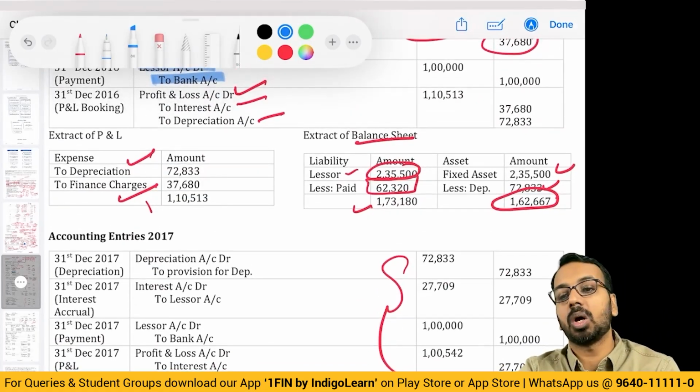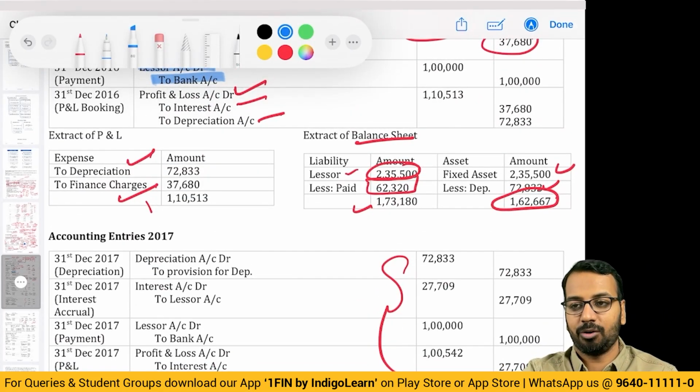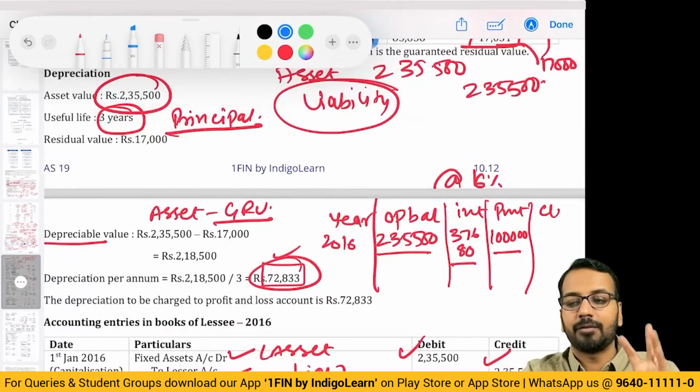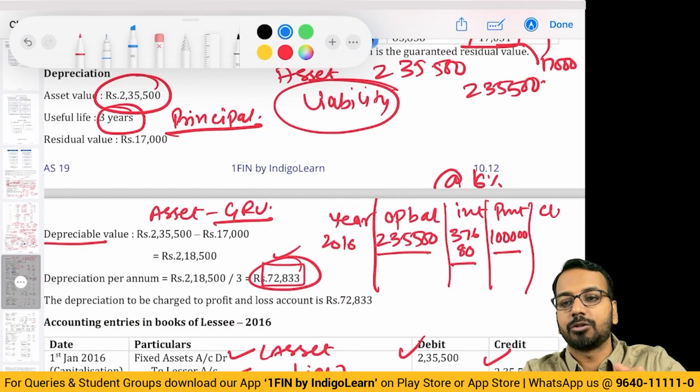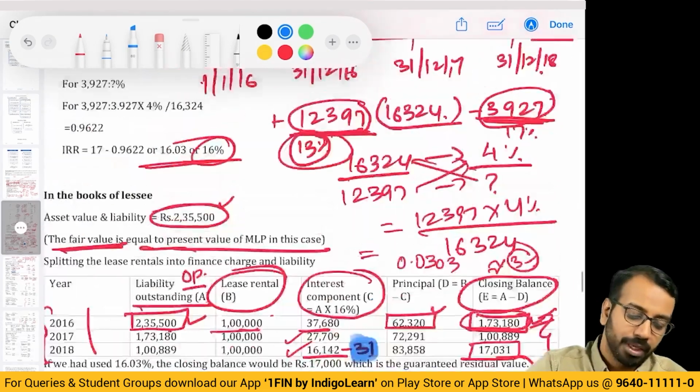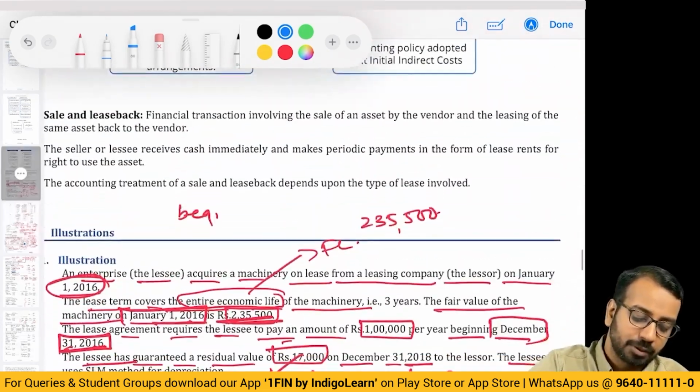Now, will we get such a long question in the examination? We will not get. Okay, we'll get either prepare the table, first year entry, last year entry, something like that. You will not get a very long set of questions to be done in the examination, right? Now, that is as far as the lessee's books are concerned.